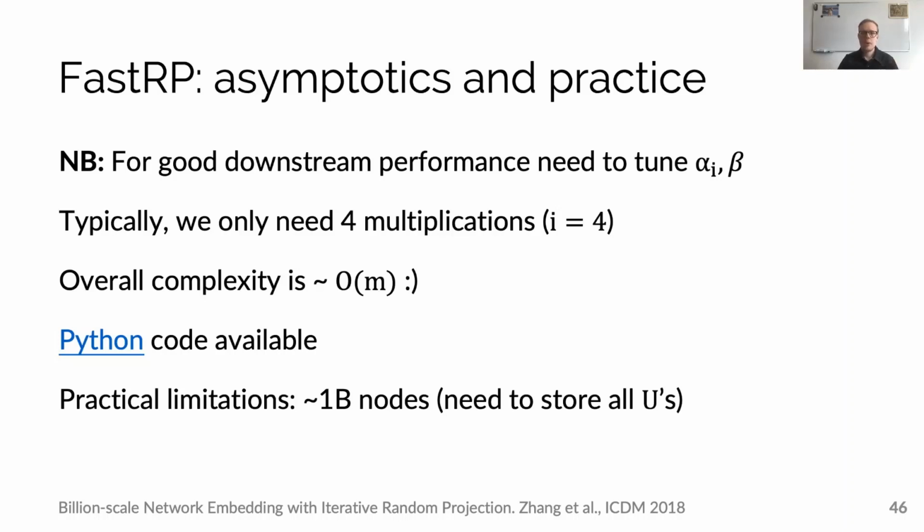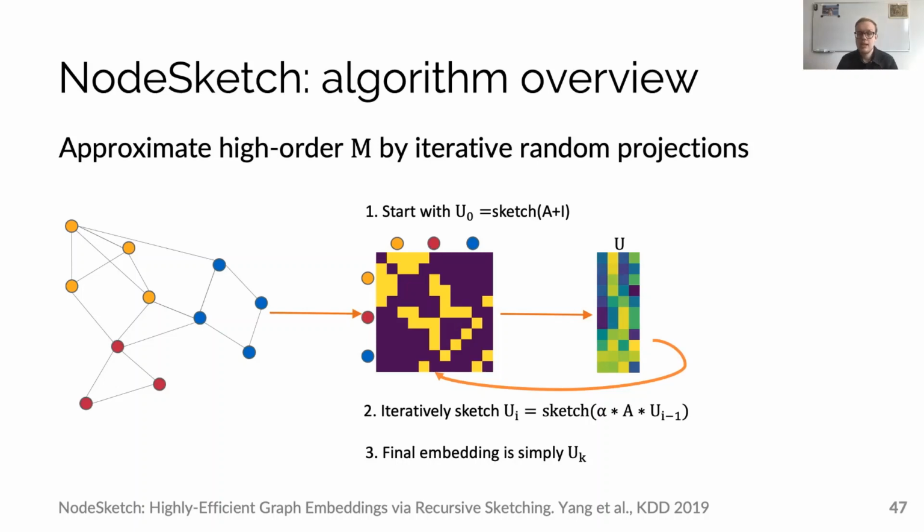So the next method, and this is the last one, so we passed through 9 methods already, is NodeSketch. So, and now we come to the last method of the bunch, NodeSketch, the most scalable one, where we approximate high order similarity matrix by the iterative sketching. So we start by sketching for the Jaccard similarity the adjacency matrix plus the diagonal matrix of the graph. And then we iteratively resketch with some parameter alpha, which controls the decay.